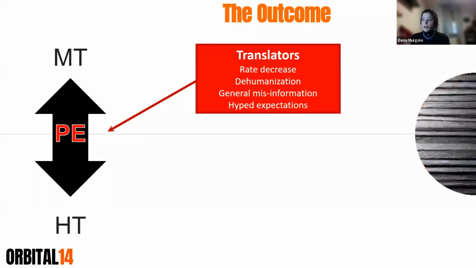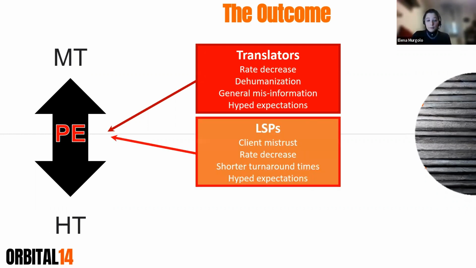On the other hand, they have hyped expectations, so they think that the machine is going to be almost perfect. So the rates that are decreasing are connected to an almost perfect output that they are going to have to correct. There's a problem for the LSPs because clients mistrust machine translation. If you get presented with either machine translation on one side and human translation on the other side, the clients who know mostly nothing about localization won't think that you can use machine translation and then have a human that actually has the last word.